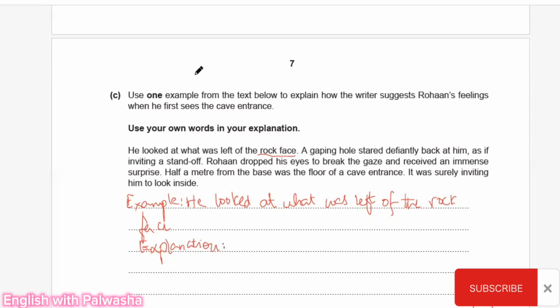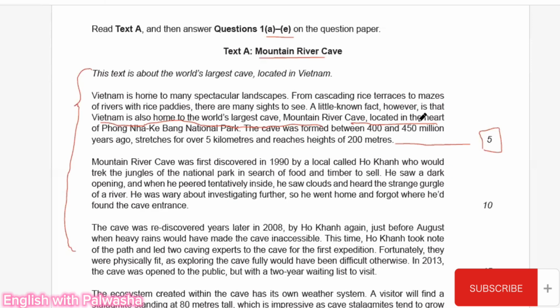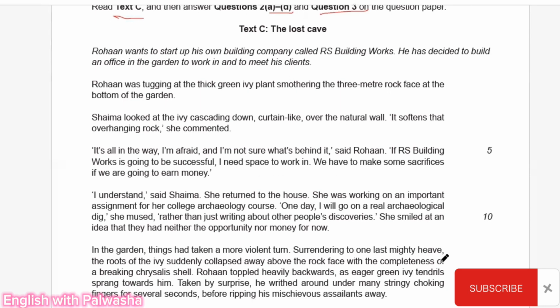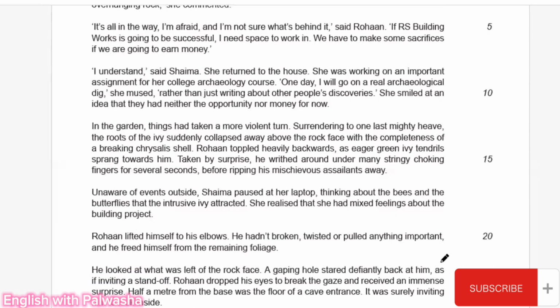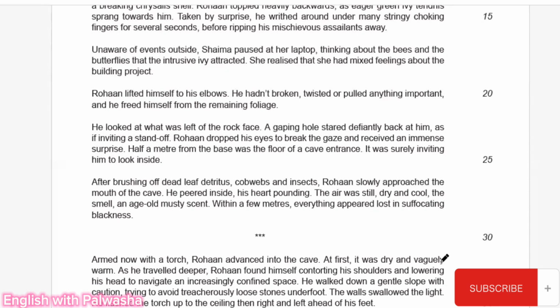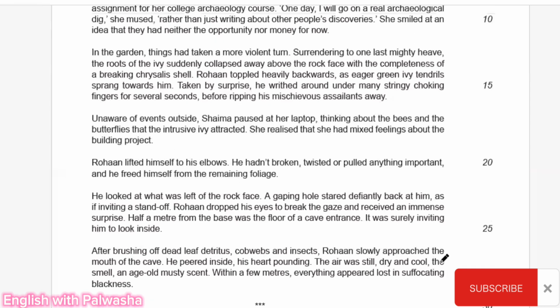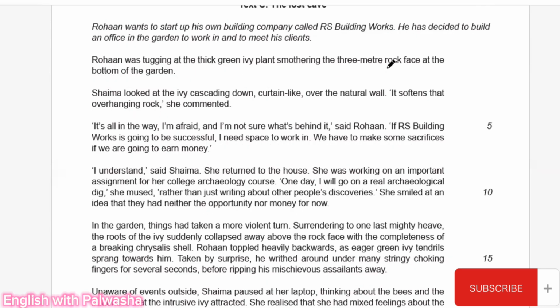the text. Let's just refer to the insert and see it from the text C. We'll first be giving a reading to this, and we are going to find out where this specific line is extracted from, and then read it out and give the reference. So here we are getting the reference of the rock face from here. We will be reading this one: Rohan was tugging at the thick green ivy plant, smothering the 3-meter rock face at the bottom of the garden.